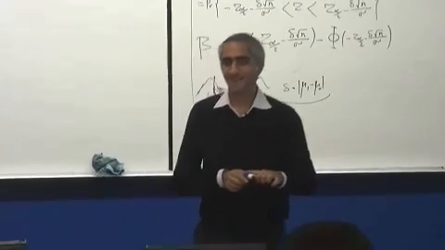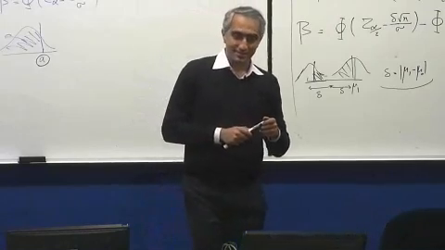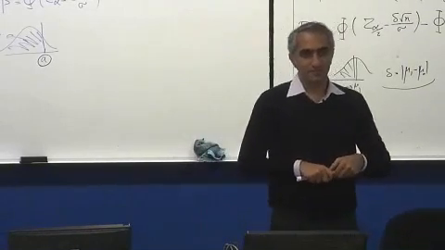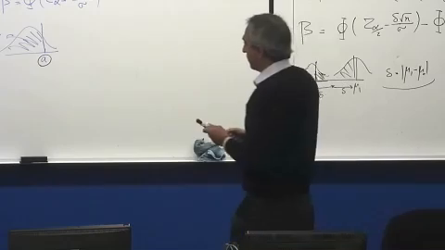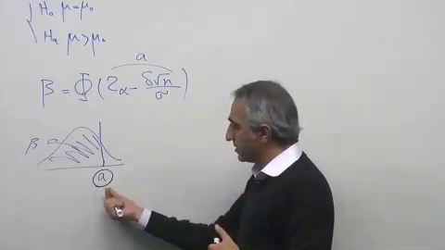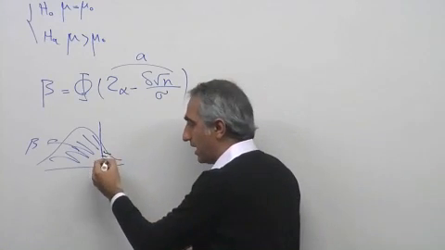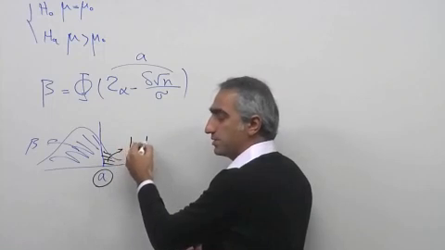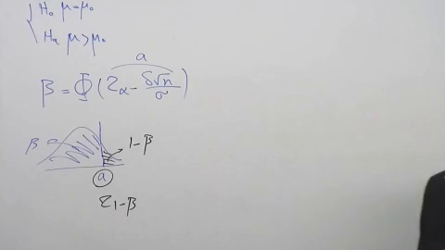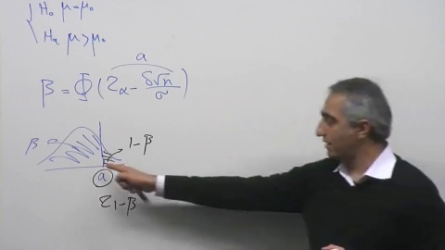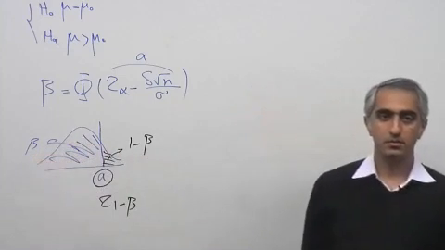What is the definition of Z alpha? The point that the probability after this point is alpha. So if I'm looking for something, Z something for this point, I need to find the probability after this point. So what is the probability after this point? 1 minus beta. So this is Z 1 minus beta. Why? Because the probability after this point is 1 minus beta, and the probability before this point is beta. You agree?